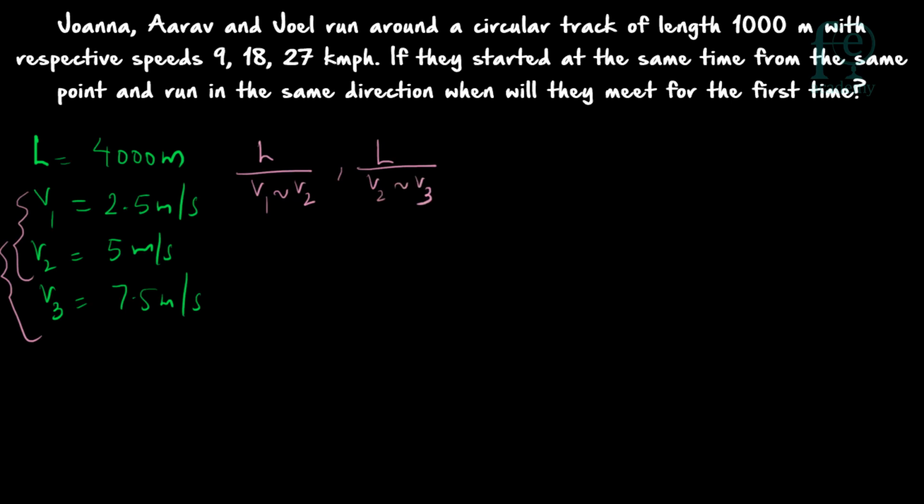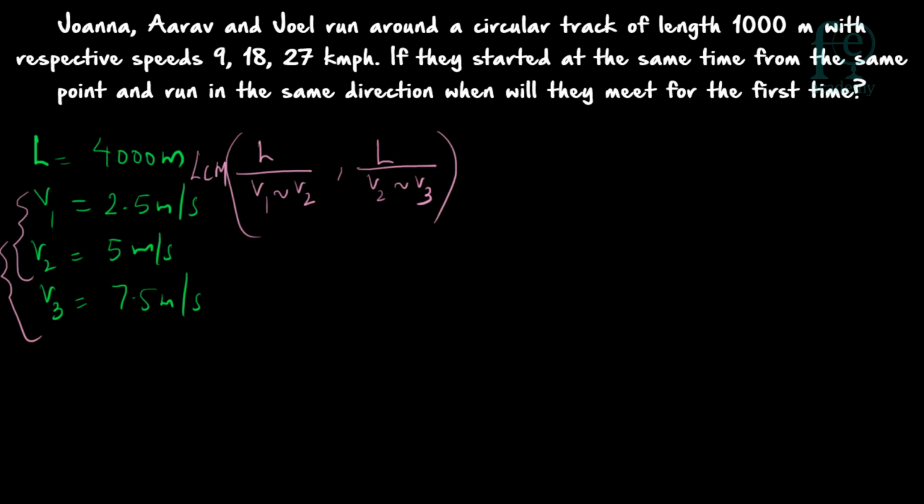So when you have to find out when the 3 people will be meeting for the first time, you have to take the LCM of these 2 quantities. If you take the LCM of these 2 quantities, you can find out when the 3 persons will be meeting for the first time anywhere on the track. Simply telling when they will be meeting for the first time means that they will be meeting anywhere on the track. So let's solve this question.